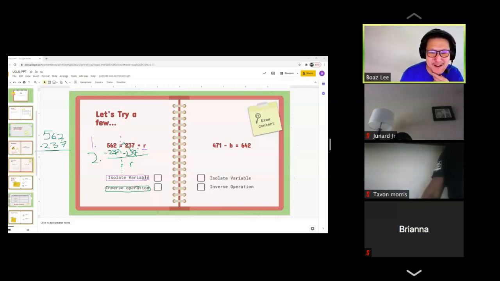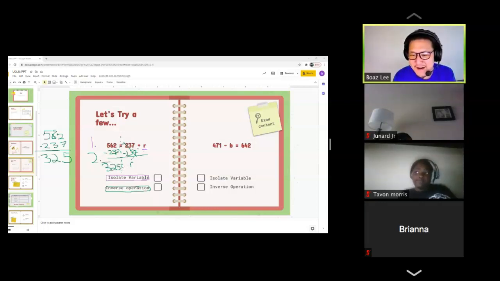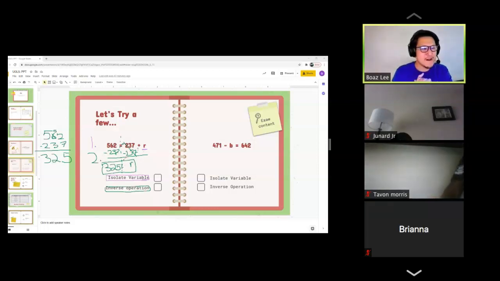All right, while you're working on it, I'm going to work on it too. So I know that 2, you can't take it away from that 7, so you got to borrow. So you're going to drop that to a 5, borrow the 1. 12 minus 7, 5. 5 minus 3, 2. 5 minus 2, 3. So we know that R equals 325. Now, make sure that you guys have R is equal to or whatever your variable is equal to.